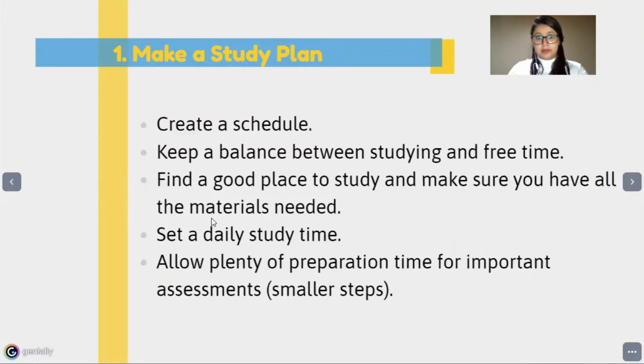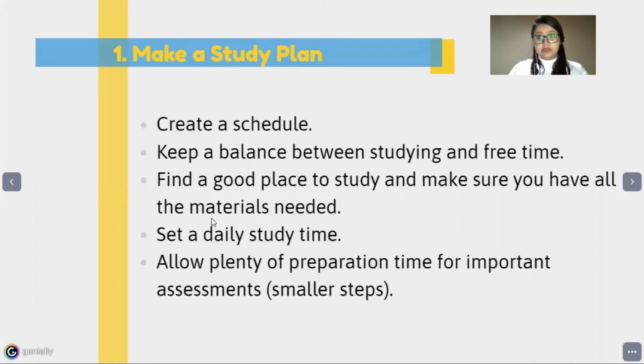Another important aspect here is that they need to set a daily study time. They need to create a habit. And so every day after going to class, they need to come home, go to this place to study, and create a specific habit. Let's say that every day they're going to start at 7 o'clock, 7 p.m. Okay? And then the last aspect is related to students, to teachers.